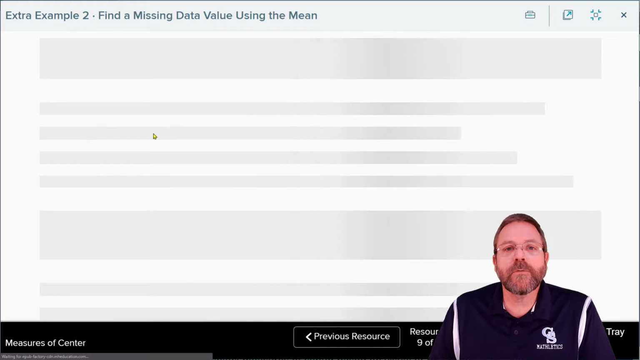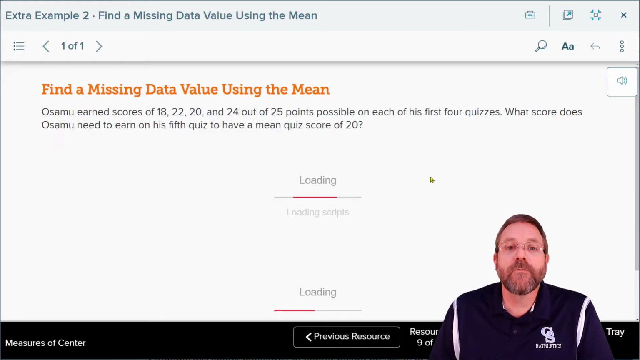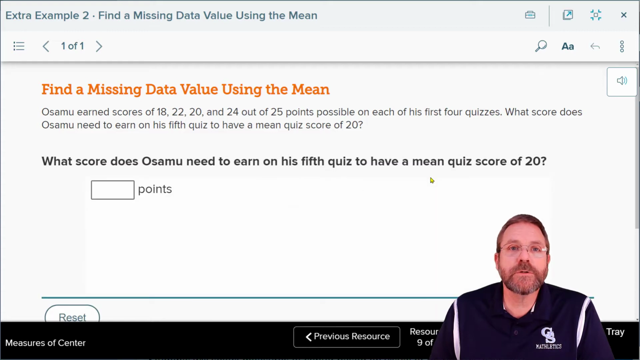where you're going to pause the video and solve this using Big Kid Math formulas, just like I showed you, that said mean is equal to the sum of the data values divided by the number of data values. Go ahead and work on that now.